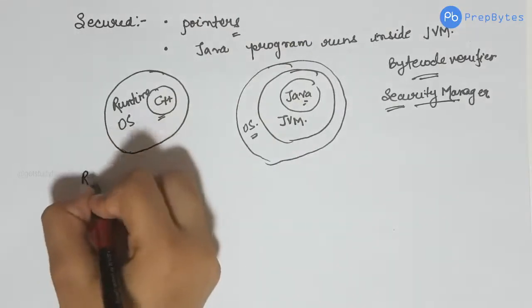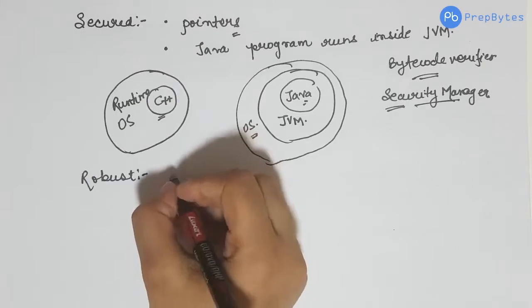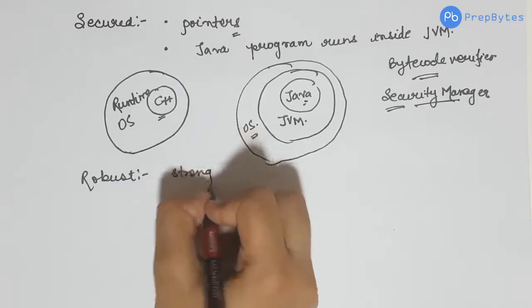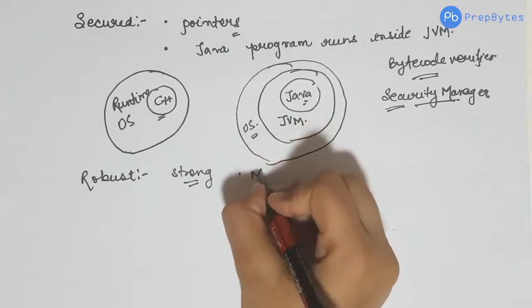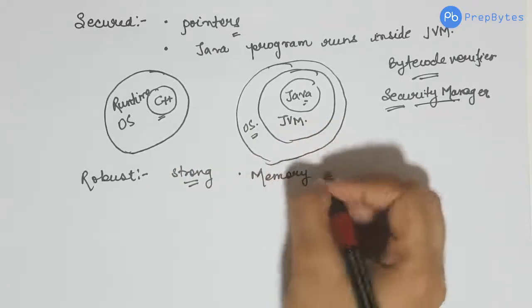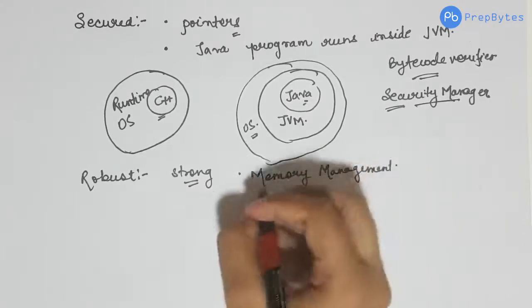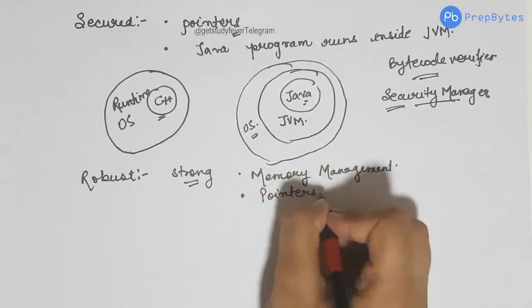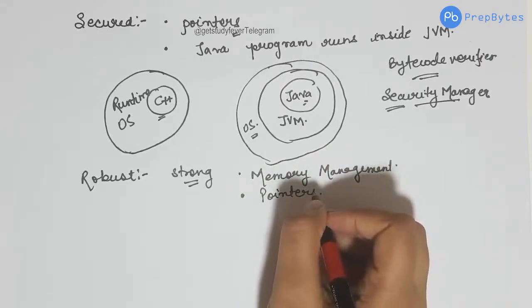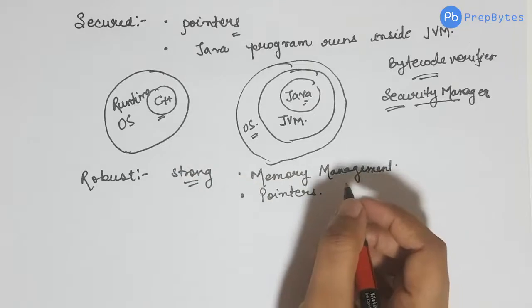Next we have, Java is robust. Now what is robust? Robust means strong. And why do we say Java is a strong language? First, because it has strong memory management. Next, again, since we don't use pointers in Java, it is not possible to override a particular memory. So overwriting a memory or corrupting data is not possible in case of Java since we don't have pointers.